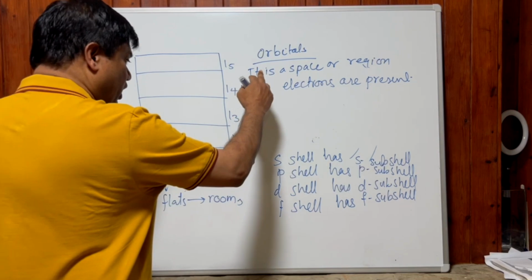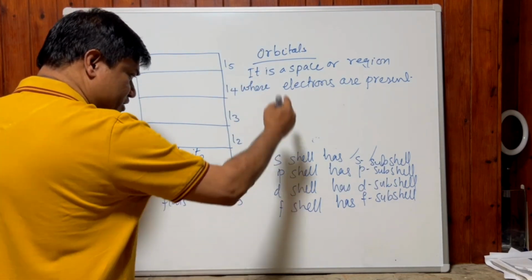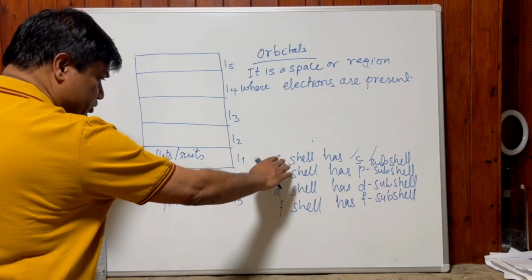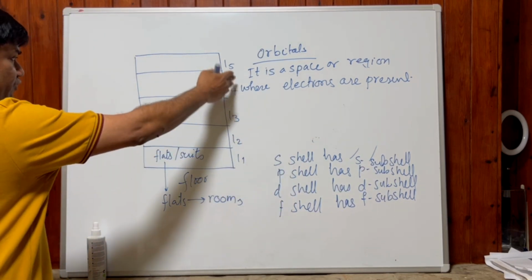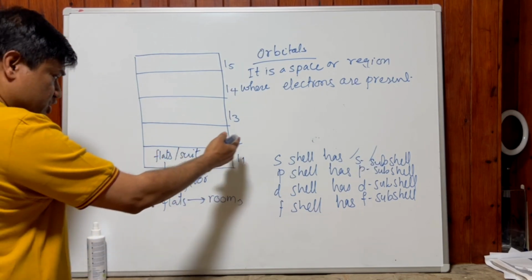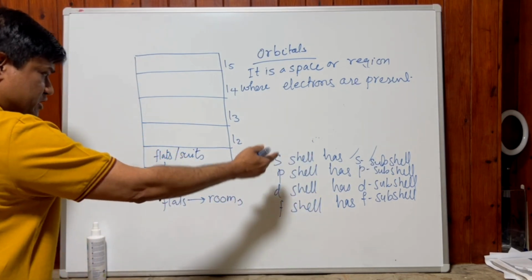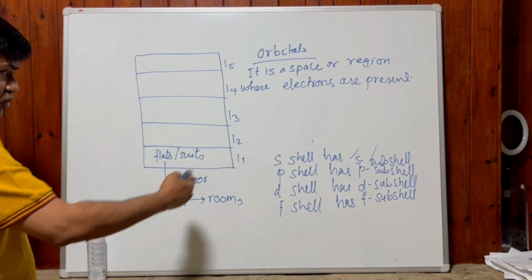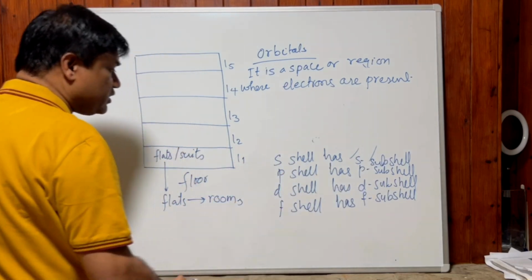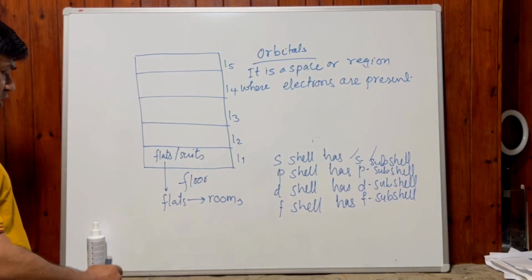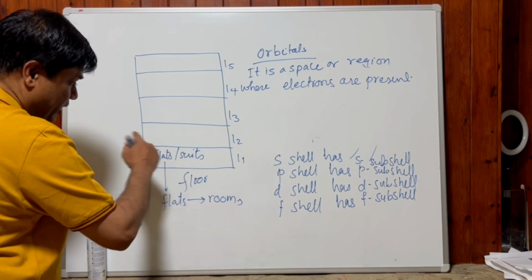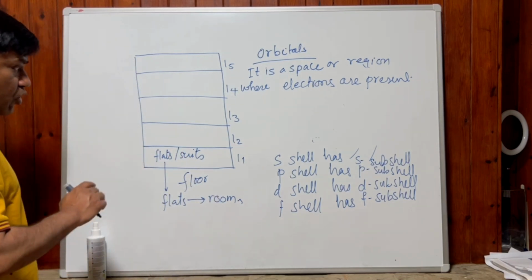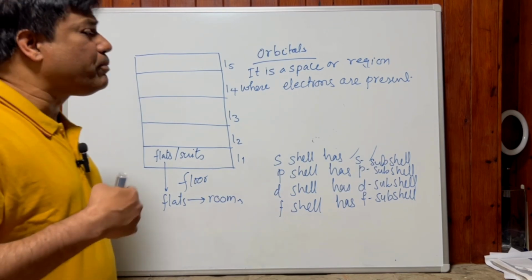Okay, so each shell has subshells. Floors are nothing but shells: level 1, level 2, level 3, level 4, level 5. Each floor has flats, so each shell has subshells. When you zoom in on the subshell, we can find orbitals. So flats have rooms.